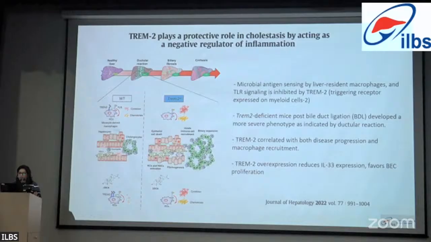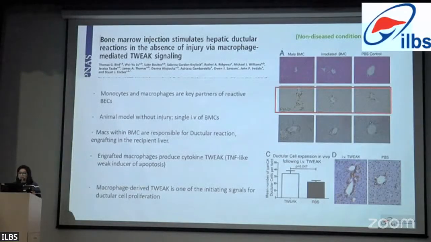Whenever this TREM2 goes uncontrolled, there is a huge amount of cytokine storm, which leads to biliary expansion and ductal reaction. In the preclinical method, they have shown that TREM2 deficient mice post bile duct ligation developed a more severe phenotype, as indicated by ductal reaction, and this leads to disease progression. Not only that, if TREM2 is overexpressed, it releases interleukin-33, which is another cytokine that leads to more cholangiocyte proliferation.